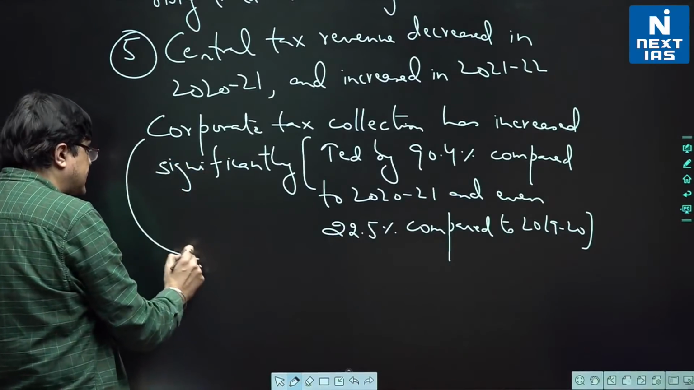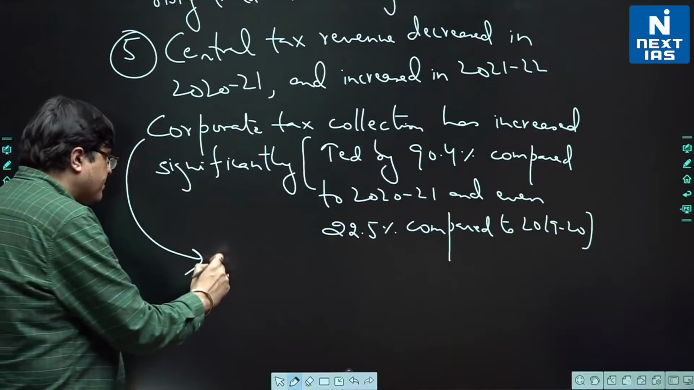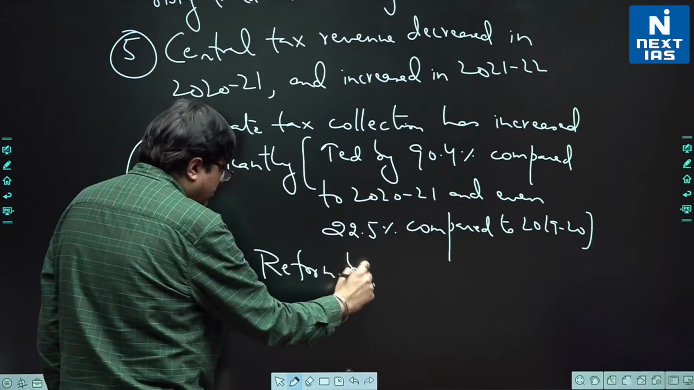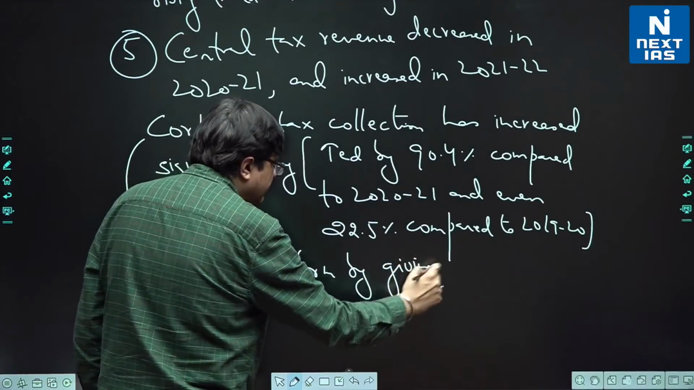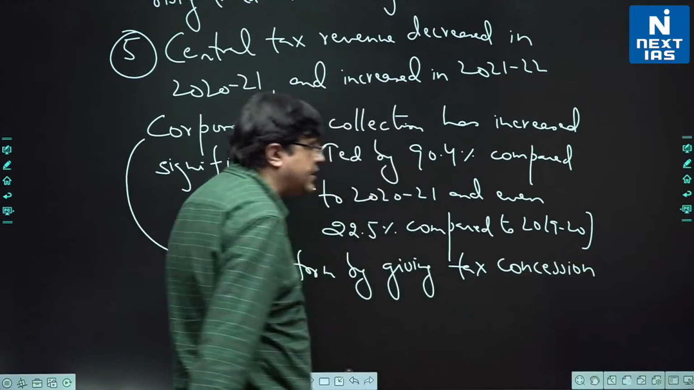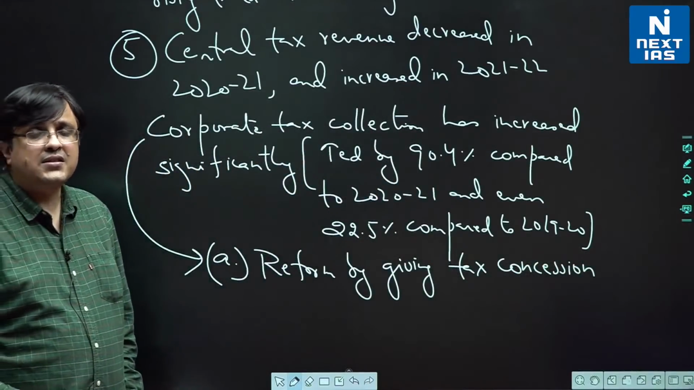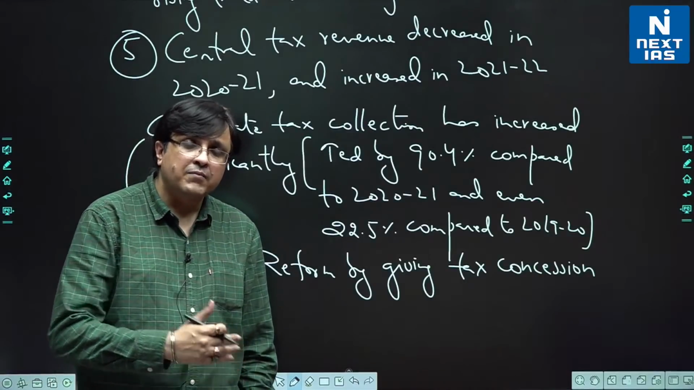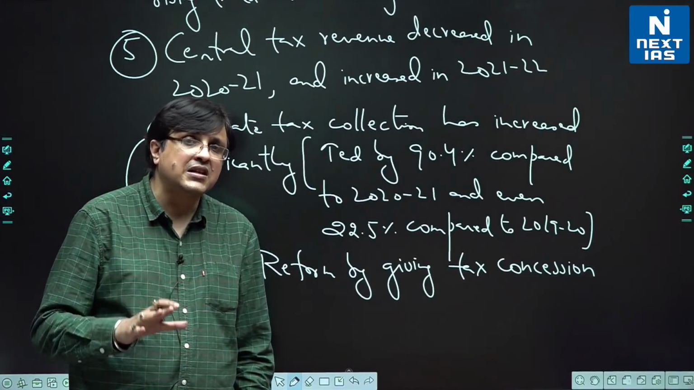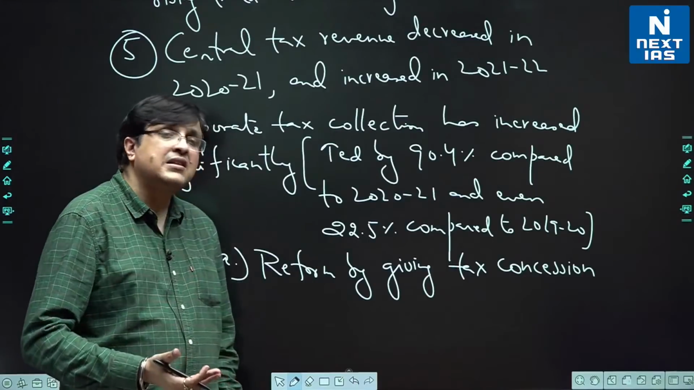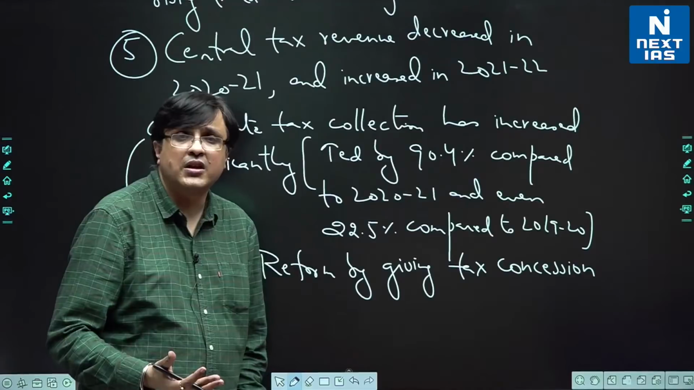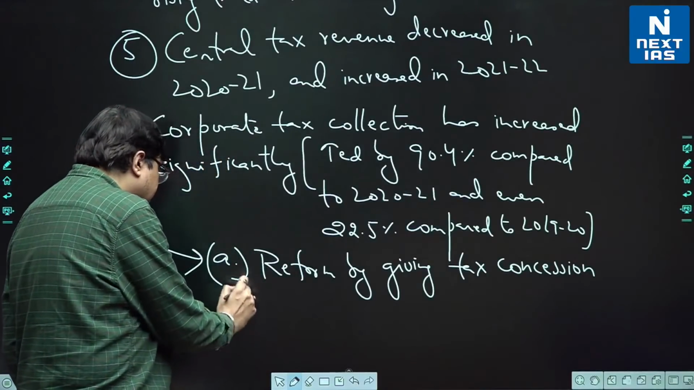And they say that this corporate tax collection has increased significantly because of a reform by giving tax concession. So they say that the reduction in tax rates that the government did in 2019 is now giving returns. जो टैक्स रेट का रिडक्शन हुआ है 2019-20 में, उसका जो रिटर्न है वो अब आ रहा है और सरकार को बेनिफिट्स मिल रहे हैं. So the reduction in tax rate by giving tax concessions to the corporates is resulting in more reporting and a higher level of tax revenue generation on corporate tax by the government.